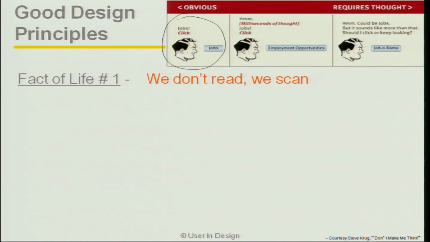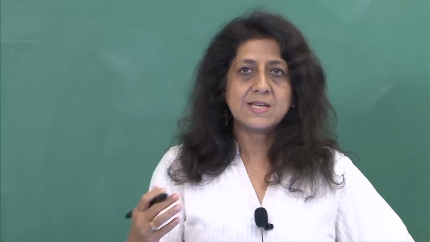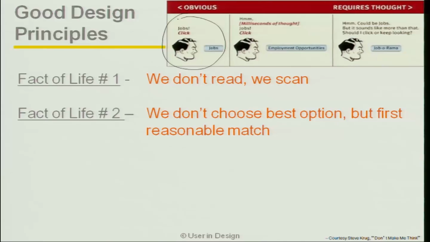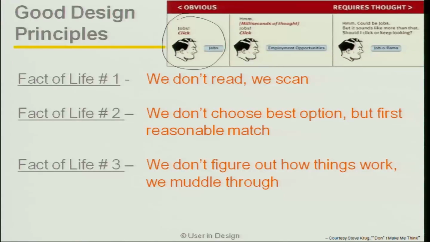So among design principles, what is fact of life number one? We don't read, we just scan. Quickly scan, especially in today's information age. People are so overloaded with information, they're reading in depth less and less and less. Fact of life number two, we don't choose the best option, but the first reasonable match, the first thing that looks kind of like around what we're looking for, we will pick that. Fact of life number three, we don't figure out how things work. We just muddle through them. We don't want to sit and think and analyze, we just muddle through it.